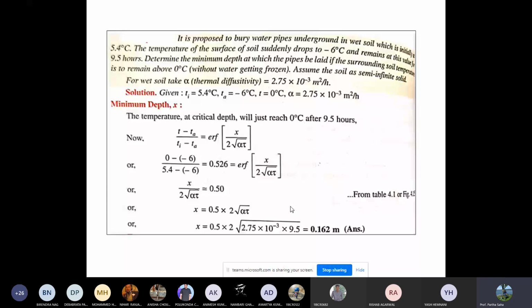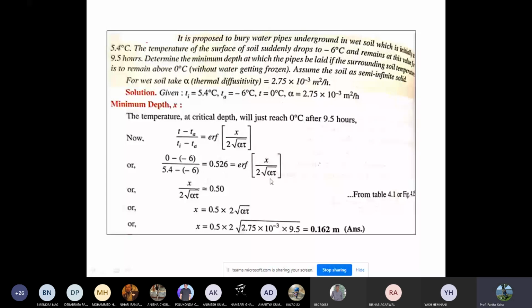So initially, Ti, the initial temperature, is given as 5.4, and the ambient temperature is -6 C. You have to determine the minimum depth at which the pipe should be laid so that the temperature remains above 0 C. So T should be 0 C, alpha given. At the minimum depth, the temperature at the critical depth will just reach 0 degrees C after 9.5 hours. With the expression, you have to use the error function: (T minus T∞)/(Ti minus T∞) = erf(x/(2√(alpha tau))). T is 0, T∞ is -6, Ti is 5.4, T∞ is -6. So it becomes 0.526, which is equal to erf(x/(2√(alpha tau))).